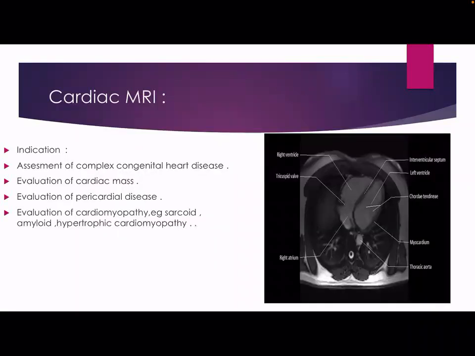Cardiac MRI is used for assessment of complex congenital heart disease, evaluation of the cardiac mass, pericardial disease, and cardiomyopathy. Pericardium in the MRI appears as a thin dark line. This is the axial MRI, axial slice. Here we can see the right ventricle, the right atrium. This is the left ventricle with interventricular septum between two ventricles.